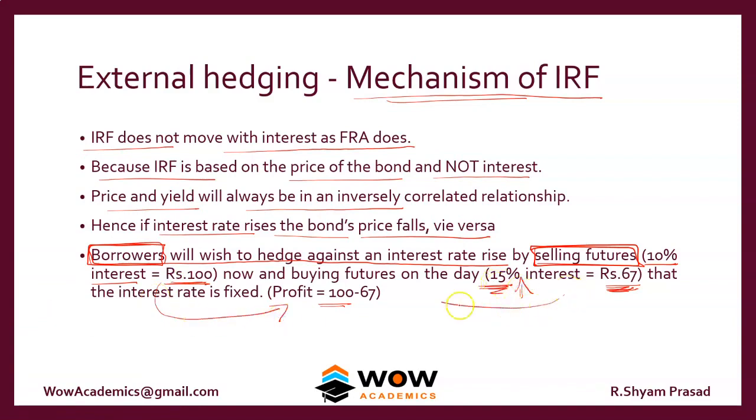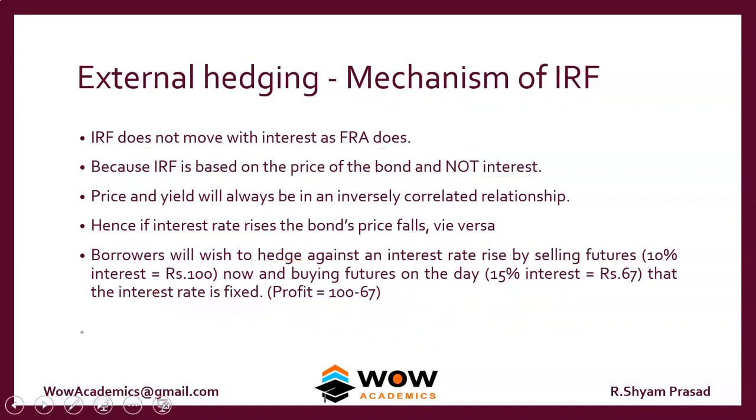So the company has already sold the futures at 100 rupees, and the interest rate has gone up and the bond price has fallen, and now the company can buy the bond. So they have essentially sold it before and they are now buying it, so the company will make a profit of some amount. So that is how interest rate futures work.